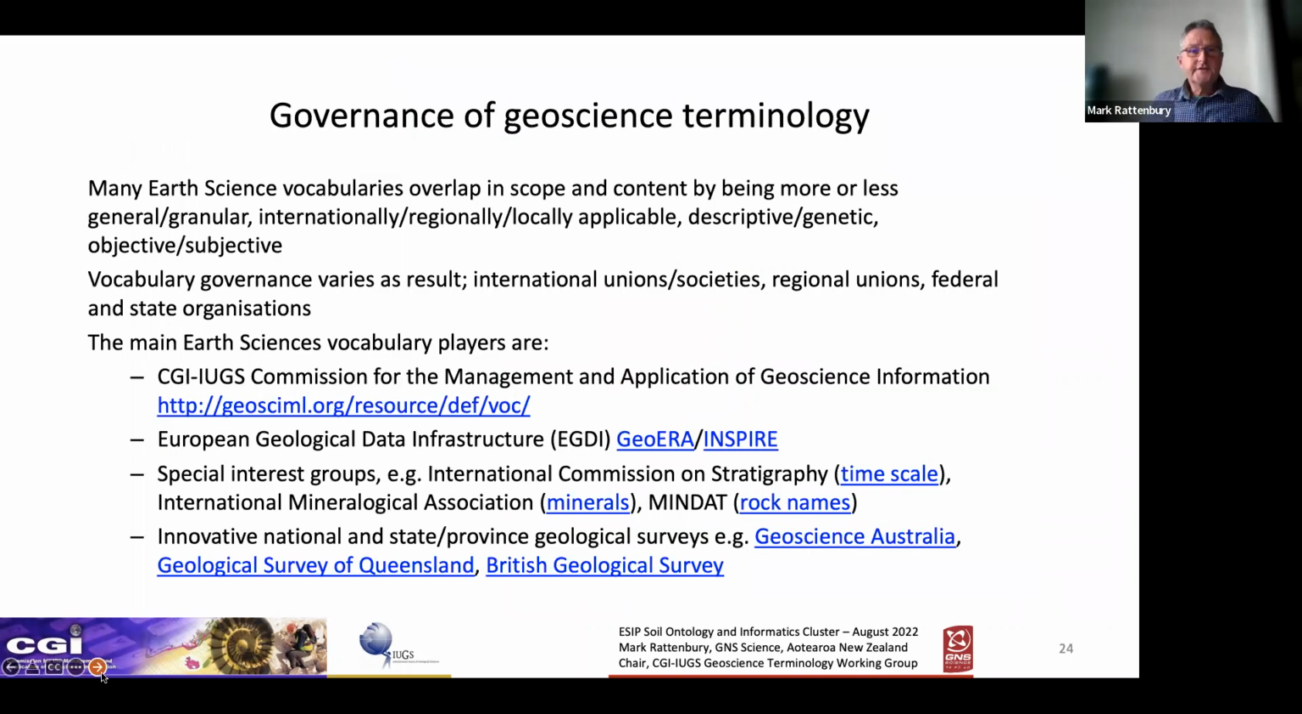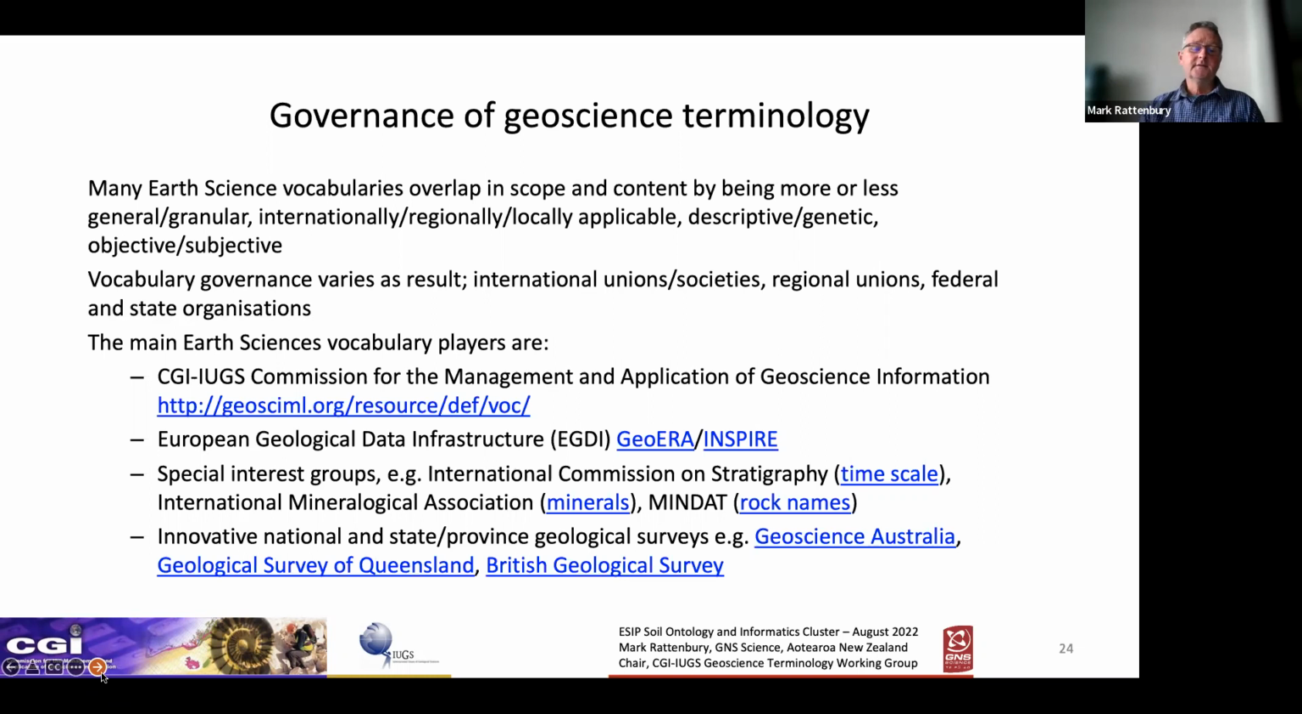So getting on to governance. As I already talked about, there are a lot of competing vocabularies out there, and they vary a lot in terms of both scope and content. They can be pretty general, or they can be highly granular. They could be aimed at an international audience, or they may be only applicable in a much smaller context. They can be highly descriptive, or they can be genetic. They can also be objective or quite subjective in places.